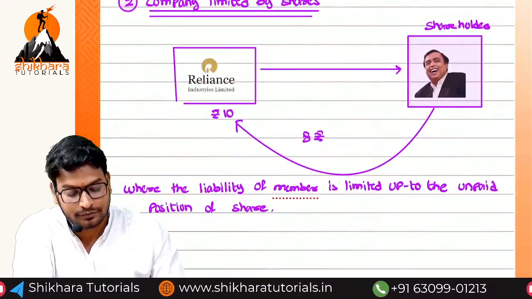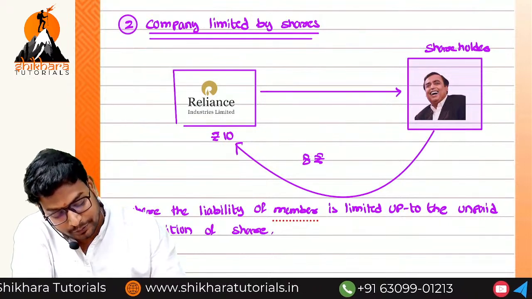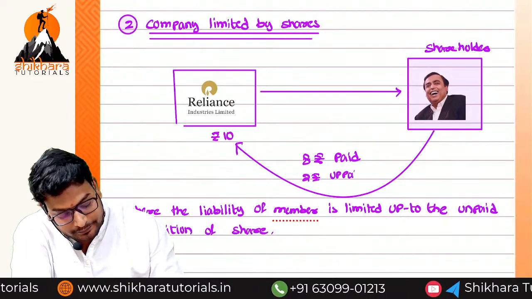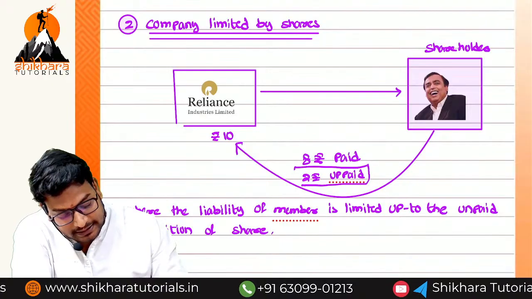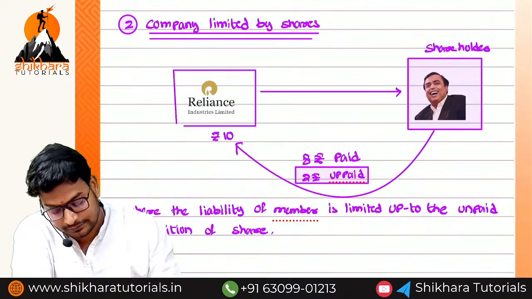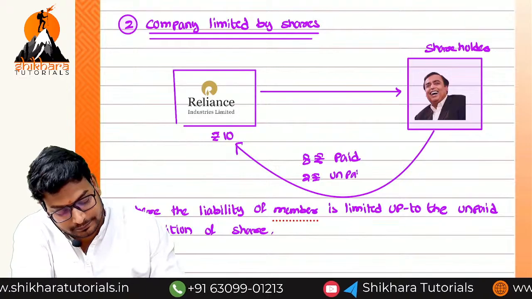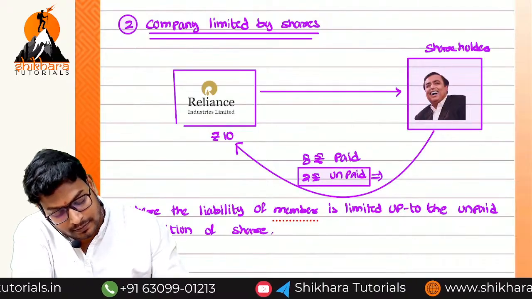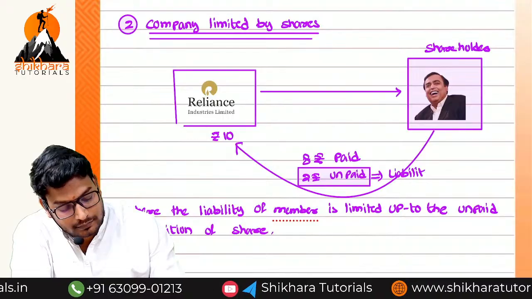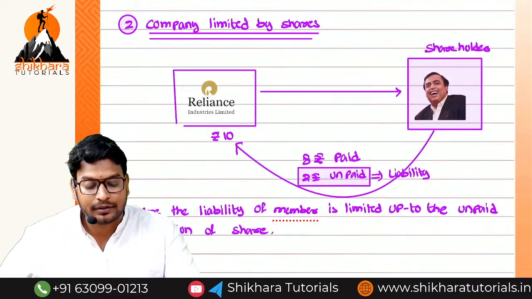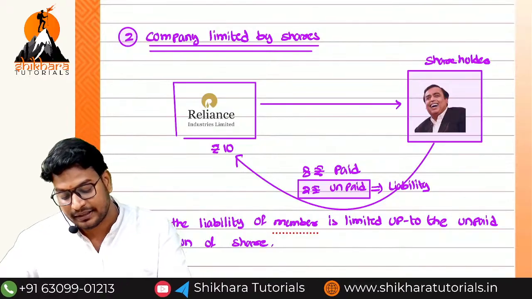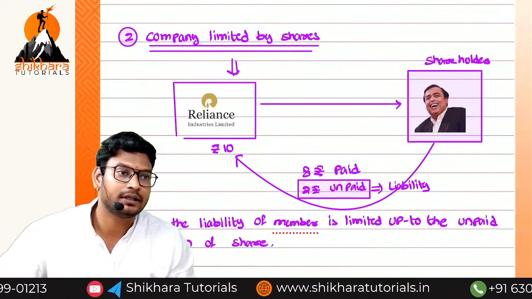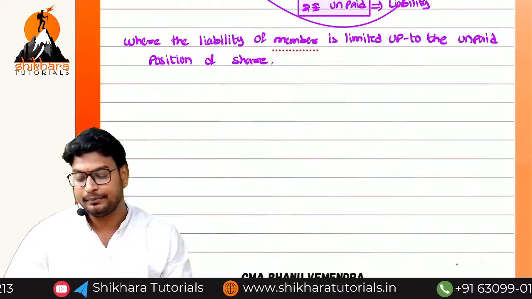Completed? If you want, you can write this example. 8 rupees is paid and 2 rupees is unpaid. This 2 rupees is the only liability of Mukesh Ambani, because Reliance company is a company limited by shares. Next one, put the heading: limited by guarantee.